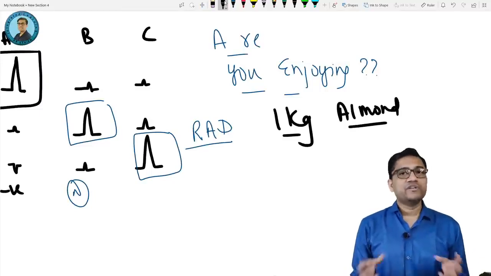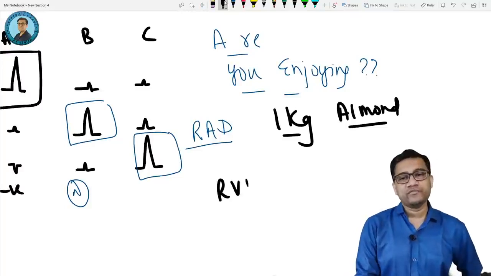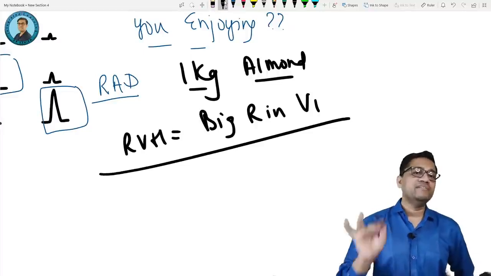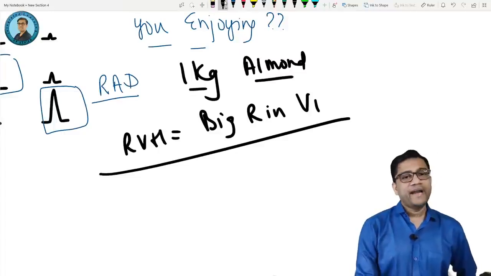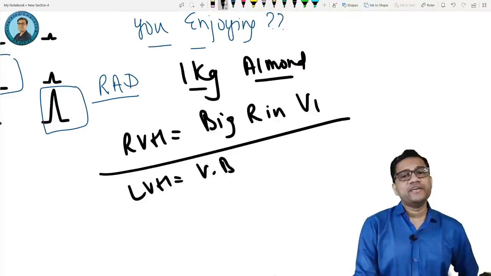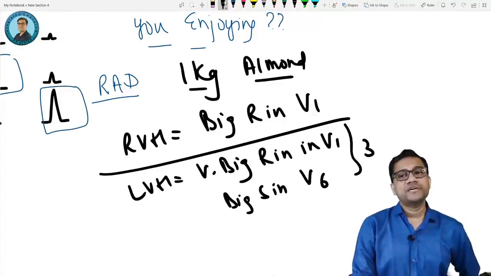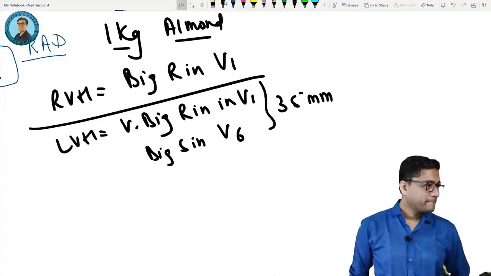So let's come to the next concept. Hypertrophy is done. What are the main criteria? If you see a very big R in V1, most likely it is right ventricular hypertrophy. What are the criteria? Big R in V1. Easy. So big R in V1 is the criteria. Are you clear? And what is for LVH? Very big R in V1, V2 and big S in V5, V6. How much? 35 mm. Easy?